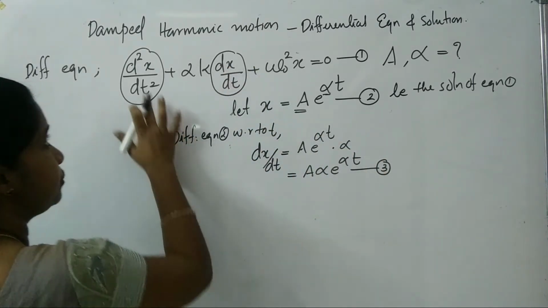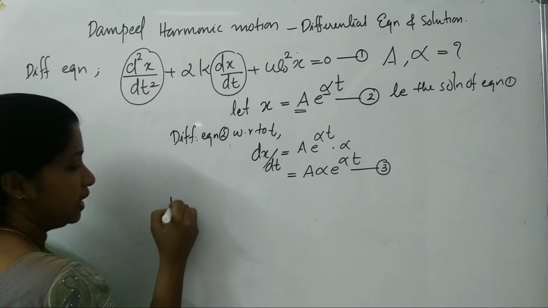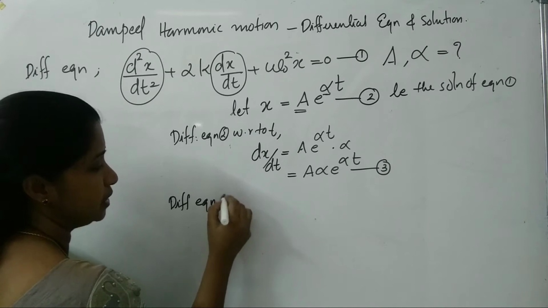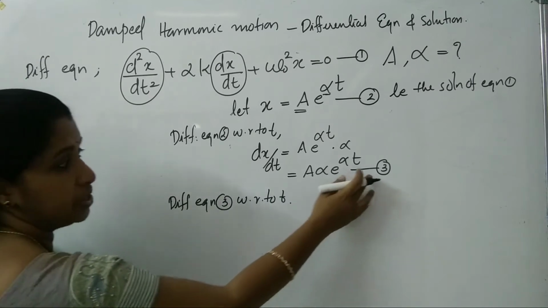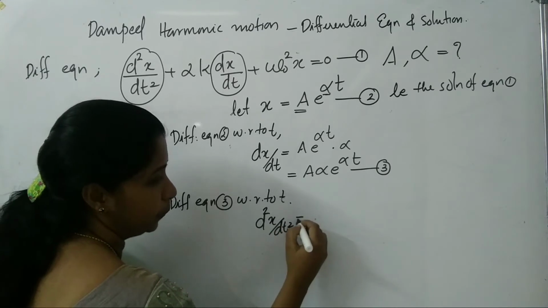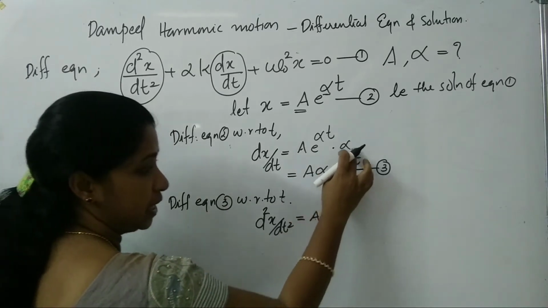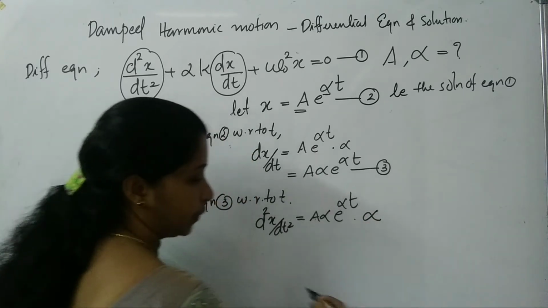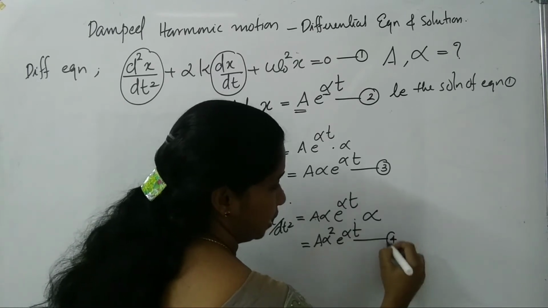Then we have to find out the value of d square x by dt square. To get d square x by dt square, differentiate equation 3 with respect to t. That is equal to a alpha, which is a coefficient, then differentiating e raised to alpha t itself, into alpha. So we can write a alpha square e raised to alpha t. This is equation number 4.